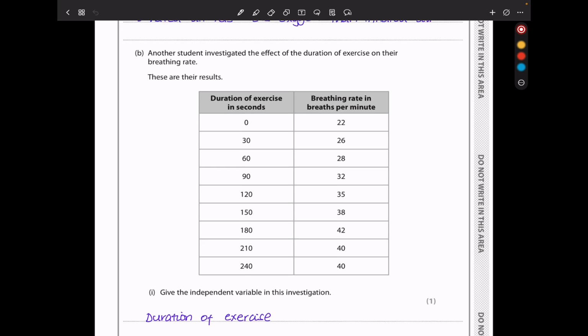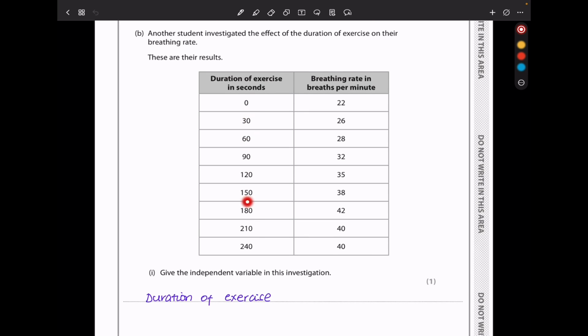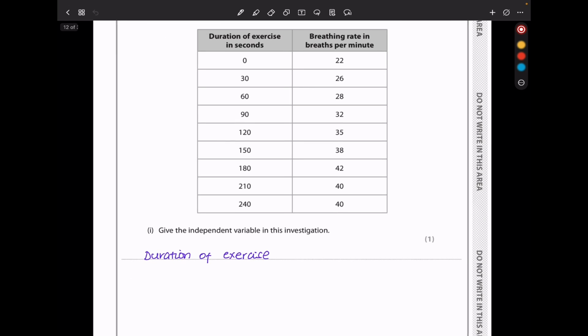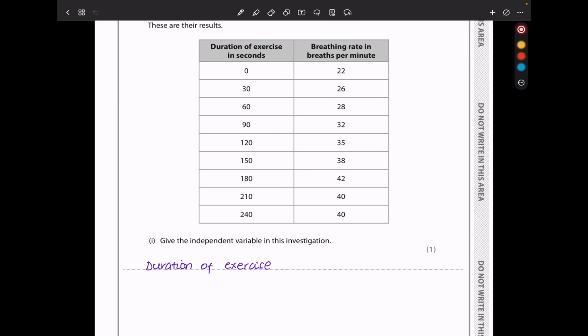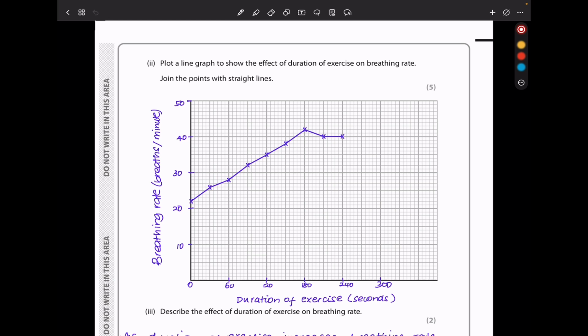These are their results. So these are the results in the table. They say give the independent variable in this investigation. The independent variable is the thing that we change. In this case, the duration of exercise is changing, so that is going to be the independent variable. And then they say plot a line graph to show the effect of duration of exercise on breathing rate. Join the points with a straight line.